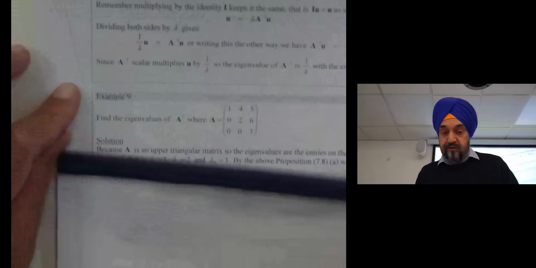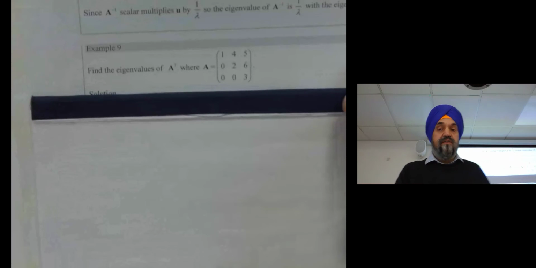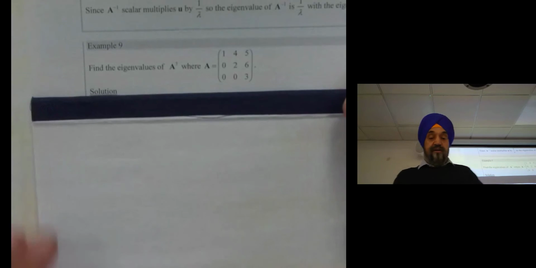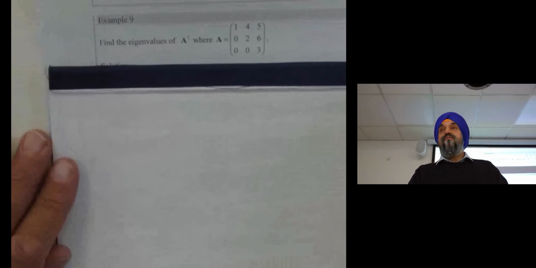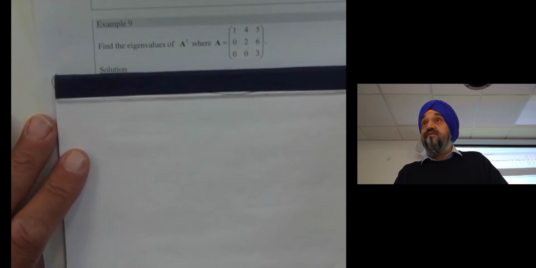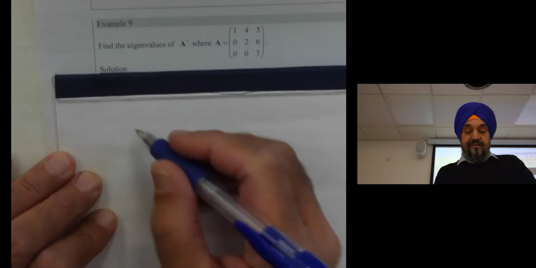If you've got this, find the eigenvalues of A to the 7. How do we find the eigenvalues of A to the 7 of that matrix? Firstly, you should work out the eigenvalues of A, then you can work out the eigenvalues of A to the 7. It'll be easier to work out the eigenvalues of A first. The eigenvalues of A are what?